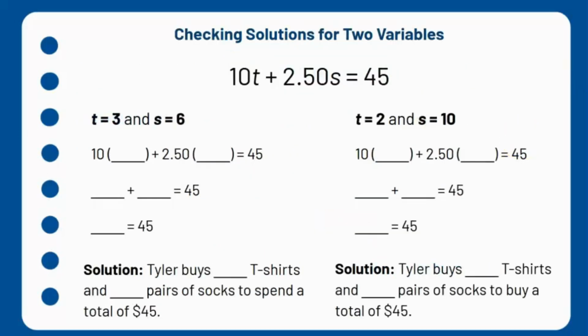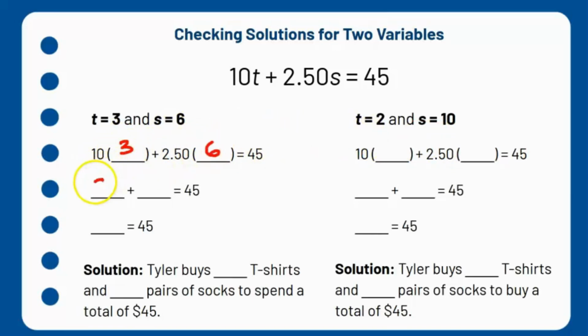Let's now determine whether given values are solutions to the equation in the scenario from the previous slide. First, let's check T equals 3 and S equals 6. These values represent how many t-shirts and socks Tyler bought to spend $45. The value of T equals 3 represents that Tyler bought 3 t-shirts at $10 each, and the value of S equals 6 represents Tyler buying 6 pairs of socks at $2.50. Now we can substitute these values in the equation. So T is going to be 3 and S is going to be 6.